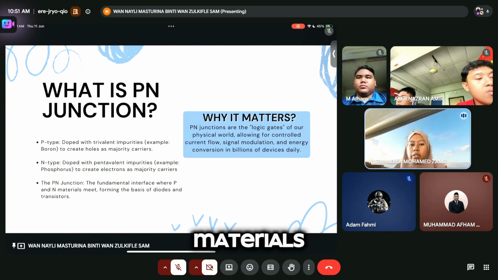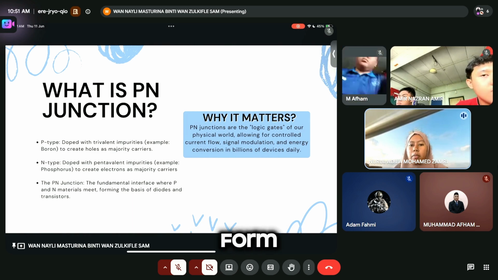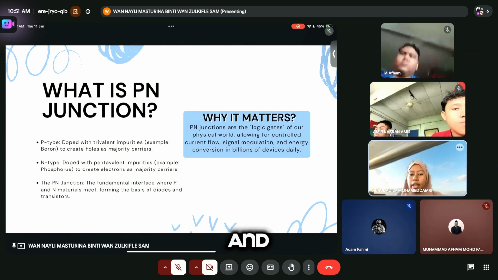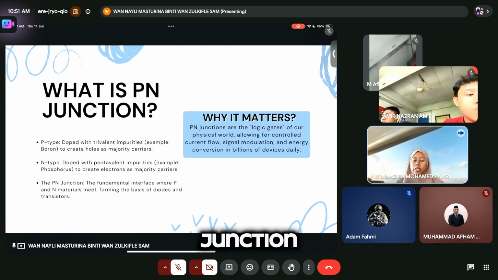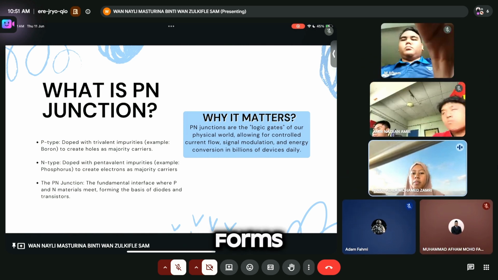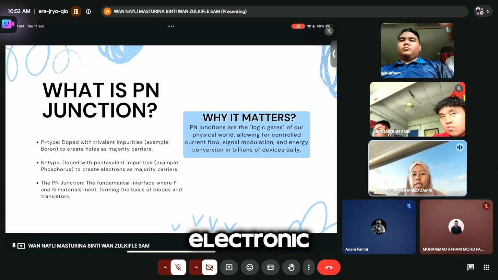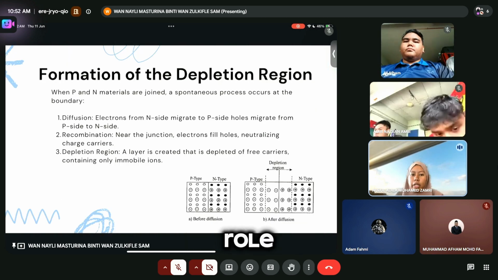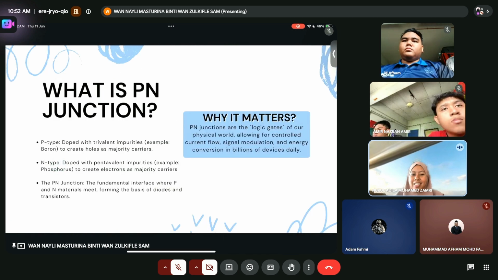When these two materials are brought together, they form a PN junction, which is a fundamental interface between the P-type and N-type regions. This junction is very important because it forms the basis of many electronic devices, especially diodes and transistors. PN junctions also play a significant role in our daily life. They allow for current flow control, signal modulation, and energy conversion in billions of electronic devices used every day.